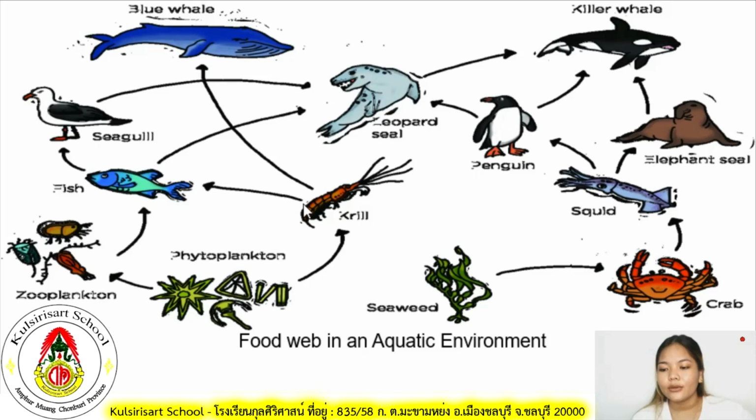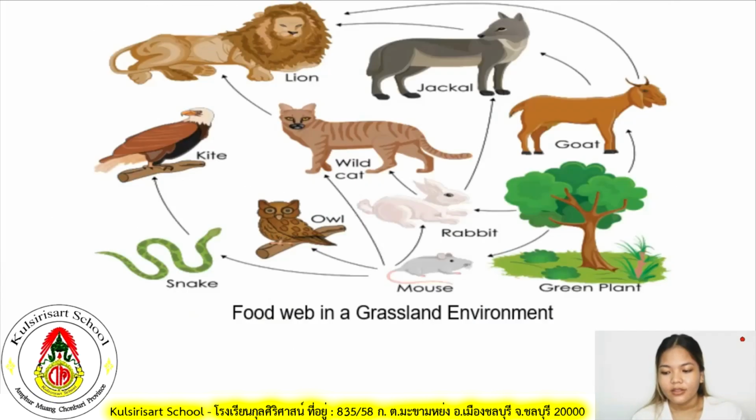Now, when you combine all of these food chains together, they will then create a food web. Now, we have here another example of a food web in a grassland environment.